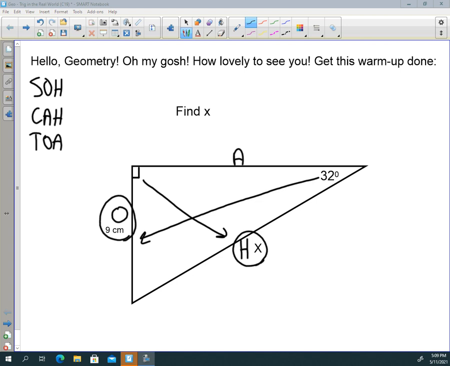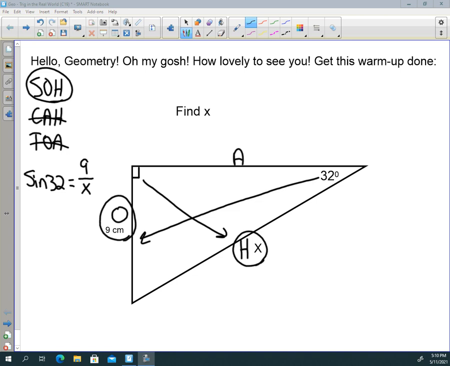We want the trig ratio with this O and the H in it. So that's not going to be the cosine. It's also not going to be the tangent. It's definitely going to be the sine. And so this SOH can help us set up an equation. What that SOH stands for is the sine of the angle is the opposite over the hypotenuse. And so you write it up. The sine of the angle is the opposite over the hypotenuse. And that's how you get your equation.